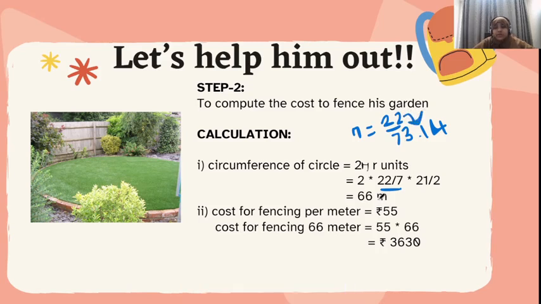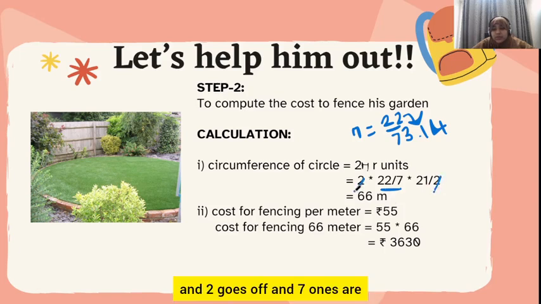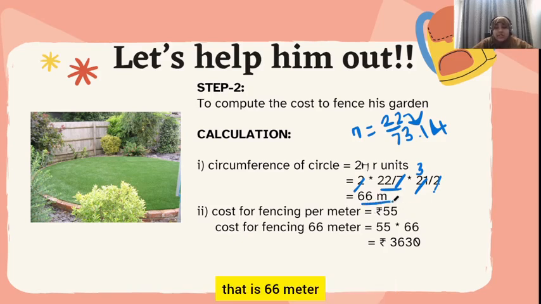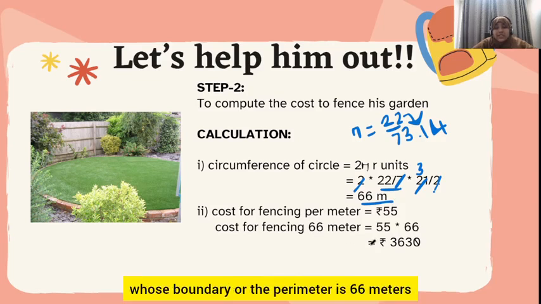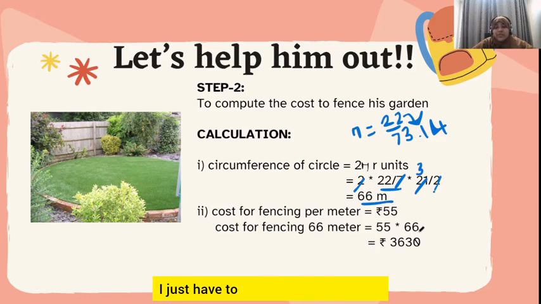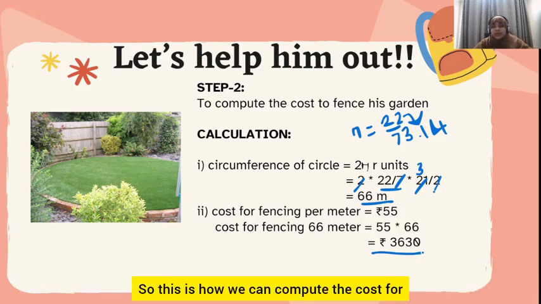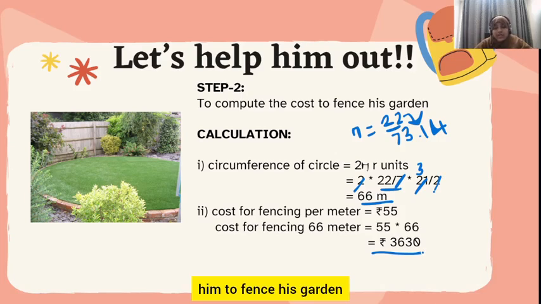And then when we compute the value, you can cancel the 2 and 2, and 7 ones are 7, and 7 threes are 21. So I have in my numerator 22 into 3, which is 66 meters. Okay, so the cost for fencing per meter is rupees 55. If I have to fence the entire garden, whose boundary or perimeter is 66 meters, I just have to multiply 55 and 66, which comes to around 3630 rupees. So this is how we can compute the cost for him to fence his garden.